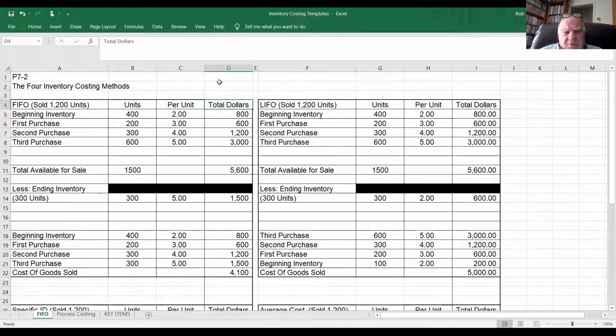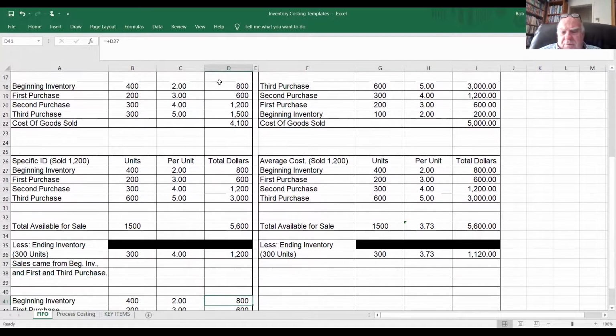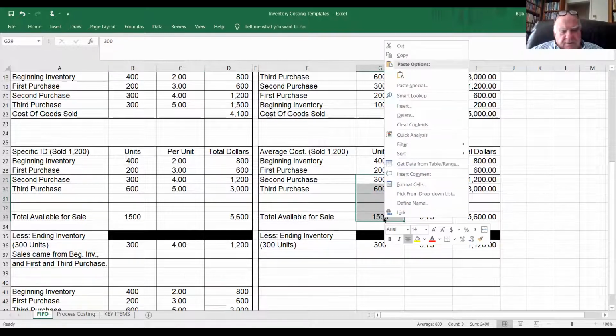Let's go to the other two methods, okay? Third method on the lower right. The average cost method. This is a super easy one as long as you don't make one common mistake. Again, we're working with the same paradigm, the 400, the 200, the 300, the 600. We sold 1,200. Well, we had a total available of 1,500.